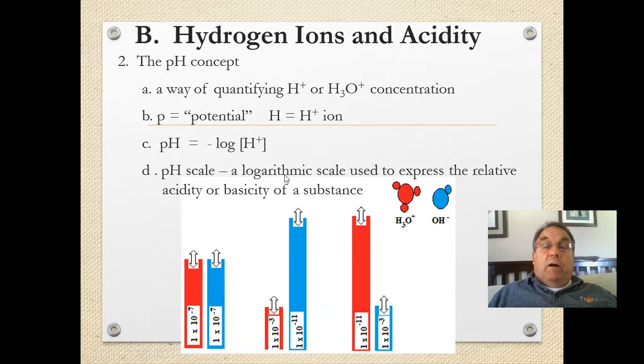Now, what does it mean to be logarithmic? Well, another way of expressing that is exponential. So when you go from a pH of 3 to a pH of 2, that's not just one difference, it's exponentially different. So it's like going from 10 to 100 or from 100 to 1,000.